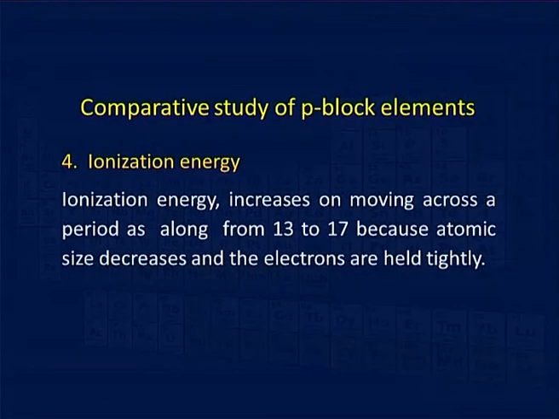The second parameter is the ionization energy, meaning the amount of energy required for removal of the electron from the outermost shell in the isolated state. The periodic variation of the ionization energy from left to right is that it increases on moving across the period from the 13th to 17th group, because the atomic size decreases and the electrons are held tightly. That is why the ionization energy increases.